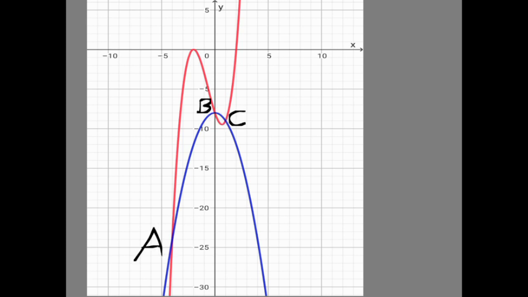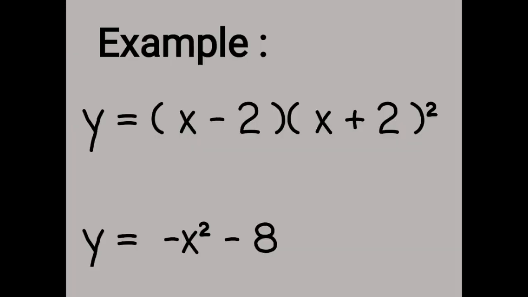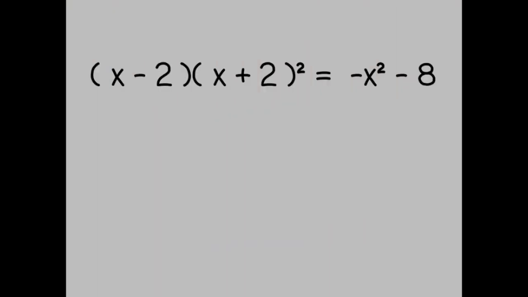So first, let's label them as A, B and C. Now, to find the coordinates of the points of intersection of the graphs, let's write down a suitable equation. In order to find the x-coordinates of the points of intersection, set the two equations equal to one another. Then it's (x minus 2)(x plus 2) squared equals minus x squared minus 8. There are 3 points of intersection, so the equation has 3 real roots.